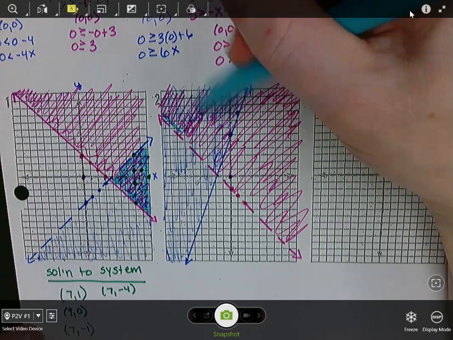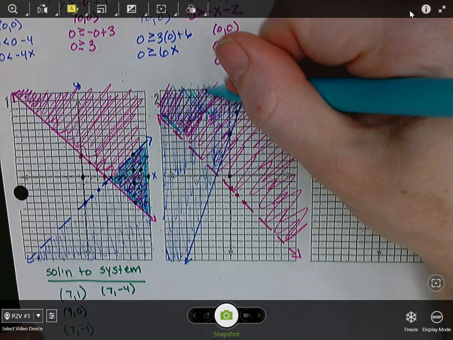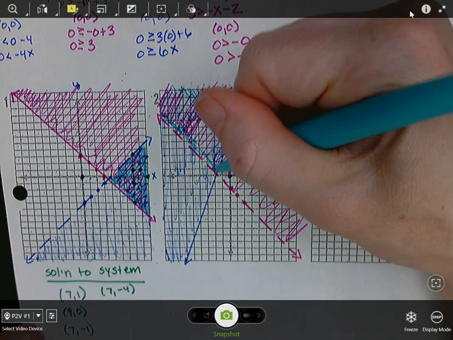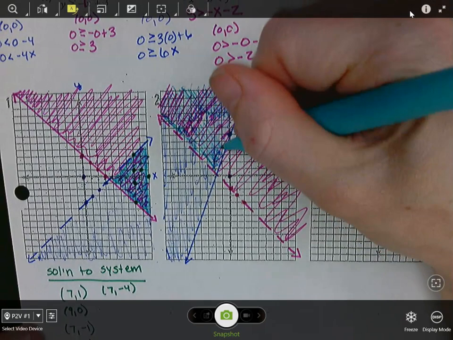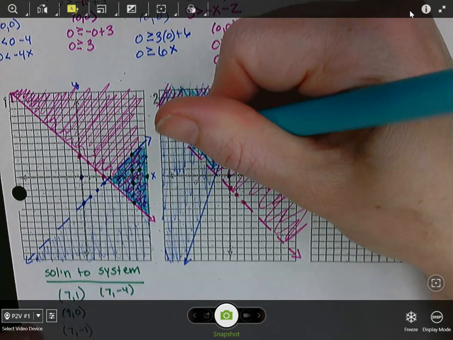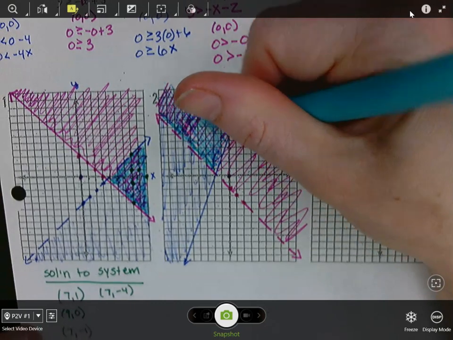What these lines are called are boundary lines. They tell you where your region ends. It's the boundary points of your region. Okay, so this area would be my solution area.